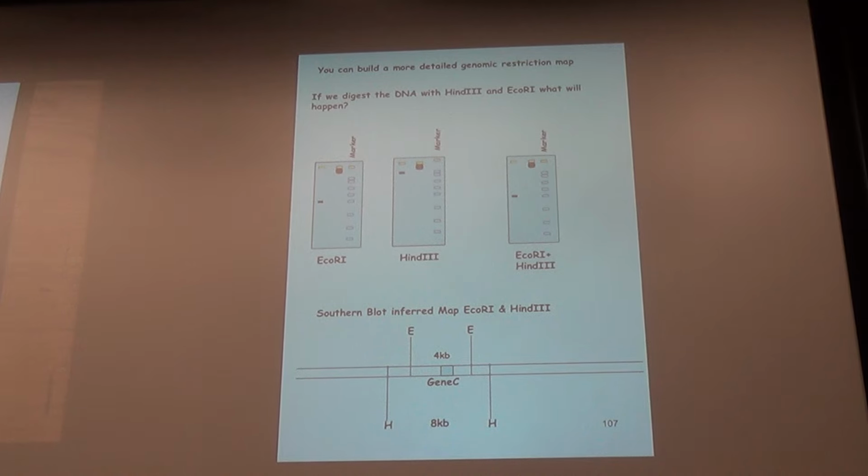So the point to remember is when you're using this method of Southern blotting, there are two variables that are important. The restriction enzyme you use and the probe. Those are your two variables.